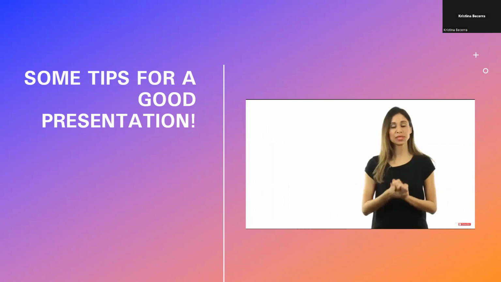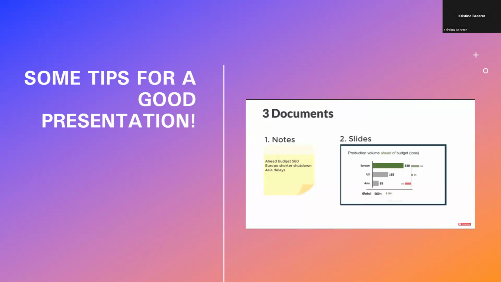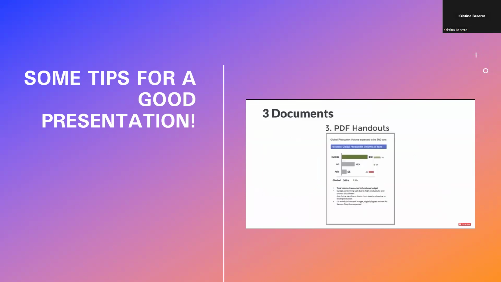Now, when I attend an important meeting, I take with me three things. I have my cue cards, which help me remember my points. I have my slides, which help my audience remember the most important points. And I have the detailed handouts that help them get more detail if they want.